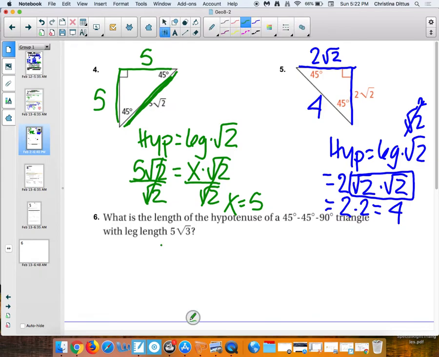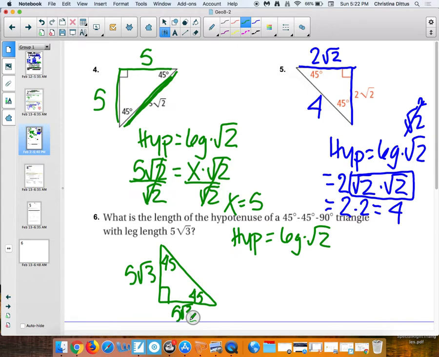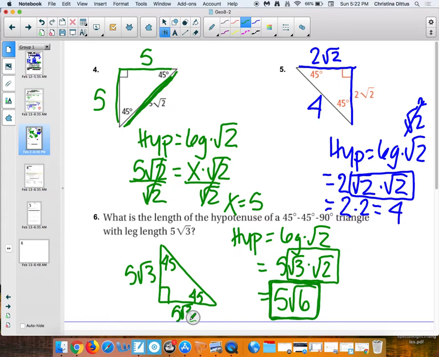Here, if I have a 45, 45, 90 triangle, which it says I have, and then it says my leg is 5 square root of 3, so that's my side legs, not my hypotenuse. Again, using my formula, my leg is 5 square root of 3. I'm taking that times square root of 2. Here, I don't have square root of 2 times square root of 2. I have square root of 3 times square root of 2. Well, 3 times 2 is 6, so my answer is going to be 5 square root of 6. Because square root of 3 times square root of 2 is the square root of 6.